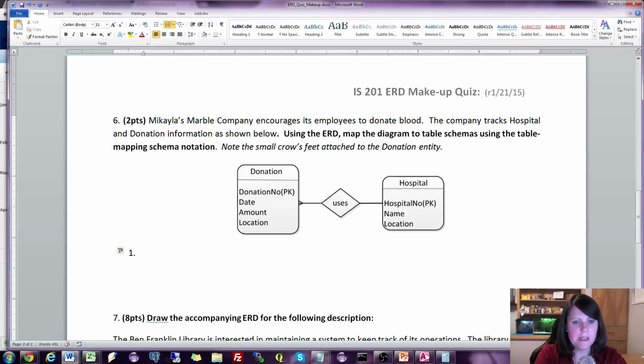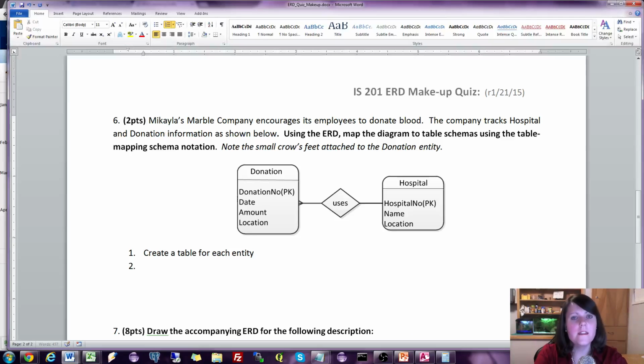first you're going to need to create a table for each entity. And this applies when we have the many-to-many case and we have an intersection as well. So whenever there's an entity, regardless of what it is, we need a table for each entity. So in this case we have donation and we have hospital.